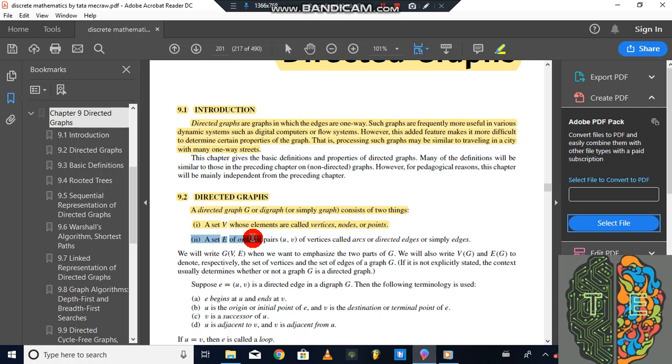A set E of ordered pairs. You already know what is the ordered pair: U comma V. This is the ordered form. Suppose we have two elements in set A and also two elements in set B. So how many ordered pairs do we have? Four. So this is the ordered pair (U, V) of the vertices, called arcs and directed edges, or simply edges.